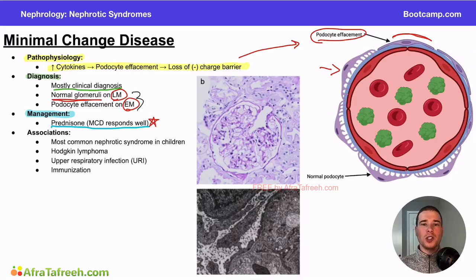I'm highlighting this with a star because in upcoming videos we're going to talk about some other nephrotic syndromes which do not respond well to prednisone. This is a key differentiating feature.